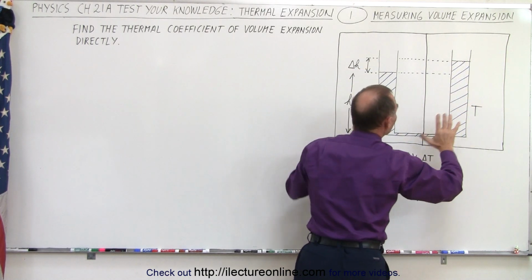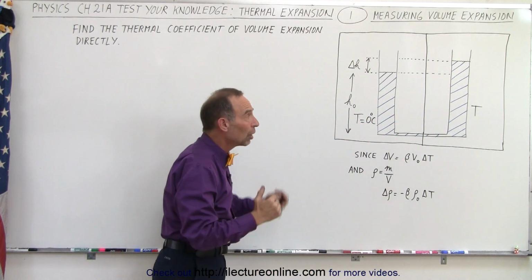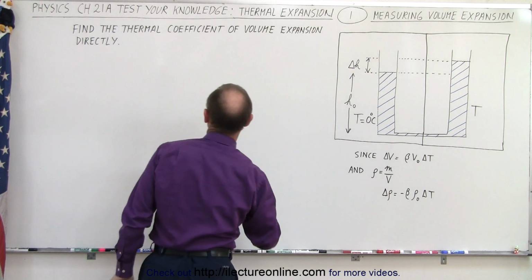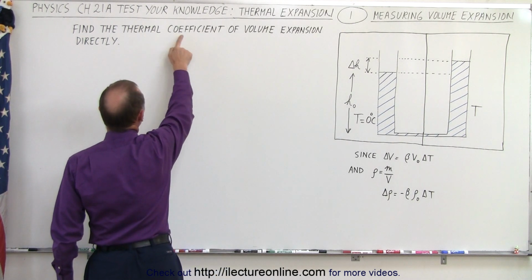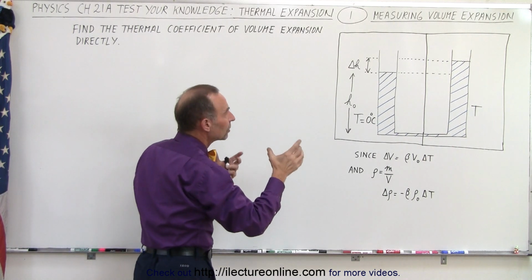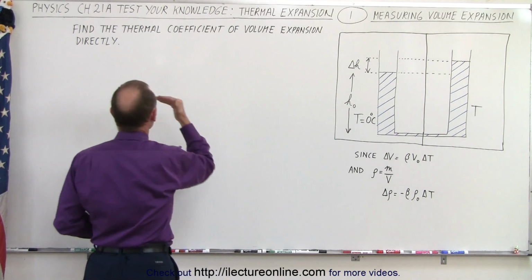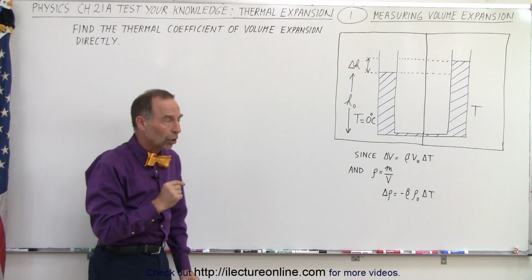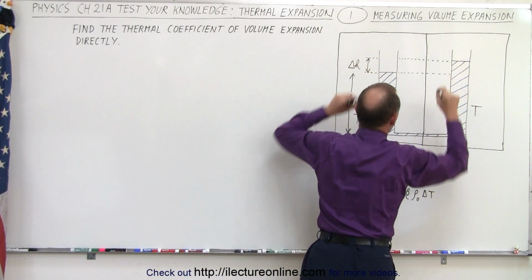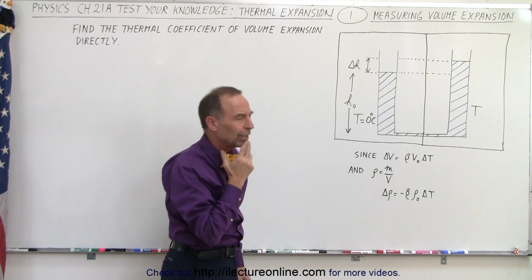And we don't really care about how much volume is in each tube, we only care about the height differential. And so what we're going to do is try to find the thermal coefficient, beta, independent of the container. So we're going to do it directly for the liquid alone, based upon the change in the temperature and the difference in the height. How do we do that?